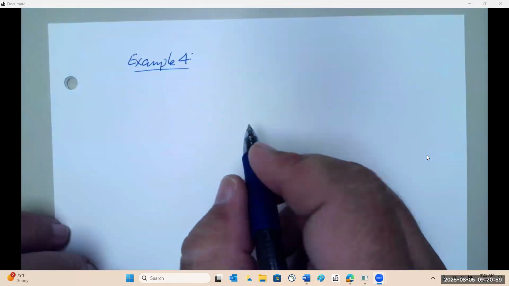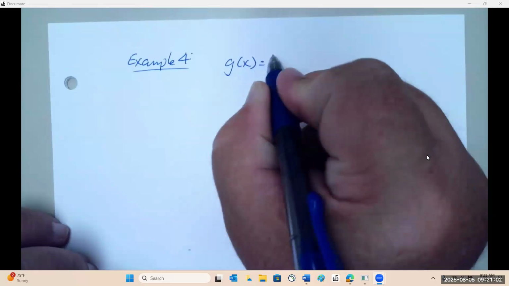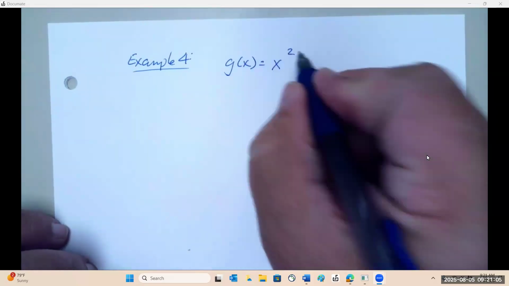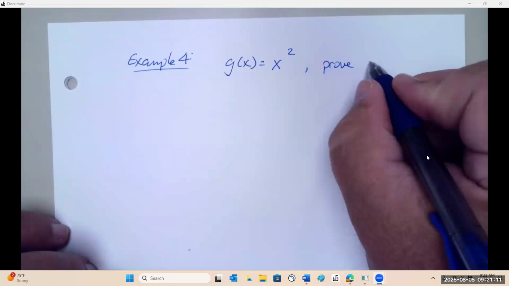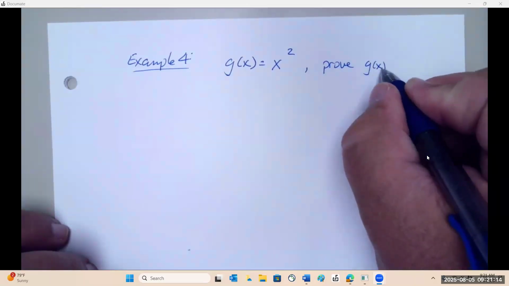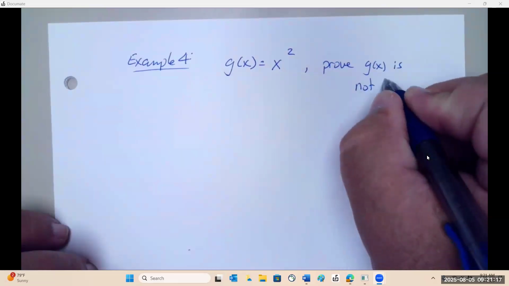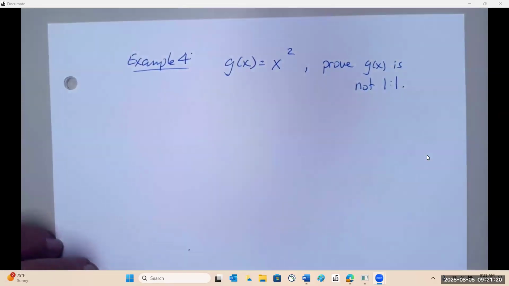Example 4. Given the function g of x equals x squared, prove g of x is not 1 to 1. And then I'll clarify what this means and why it works in a second.